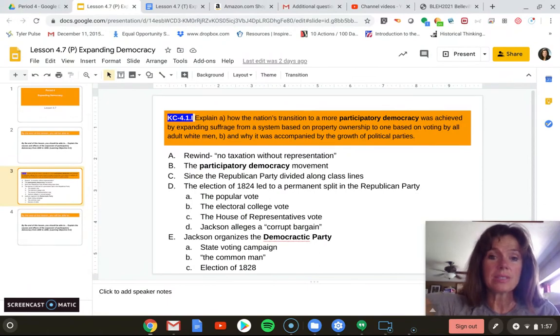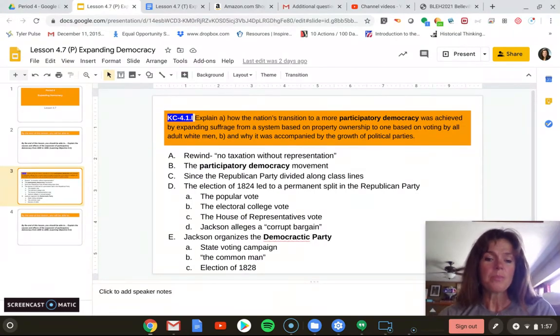So during this market revolution time period, during the 1820s, there is a movement across the United States. It is called the Participatory Democracy Movement. What that means is that white men over the age of 21 can vote, regardless of property ownership. It is very, very democratic, but not in today's terms. Just the idea that all white men could vote is very much a big change.